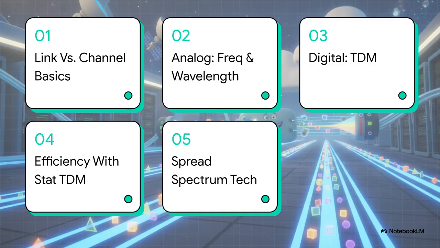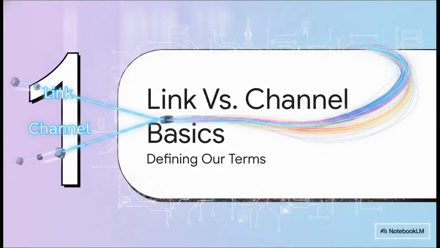Okay, so here's our roadmap for today. 1. Link versus channel basics. 2. Analog frequency and wavelength. 3. Digital time-division multiplexing. 4. Efficiency with statistical TDM. And finally, number 5, spread spectrum techniques. All right, let's kick things off with Section 1, Link versus Channel Basics.